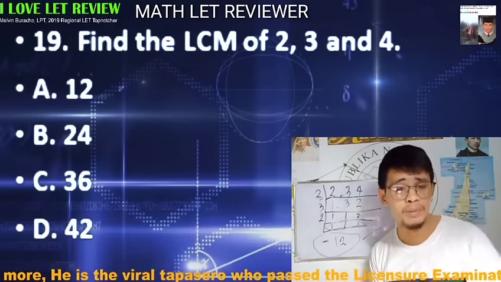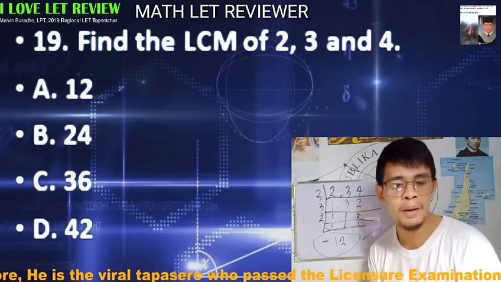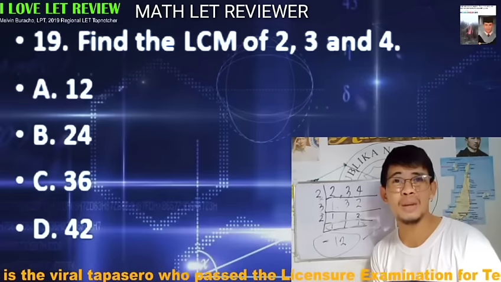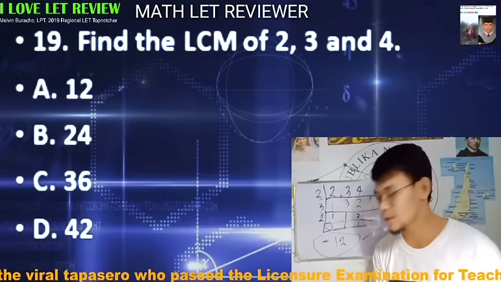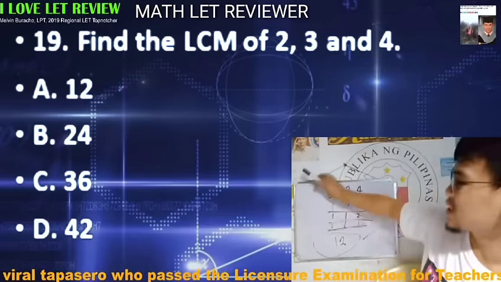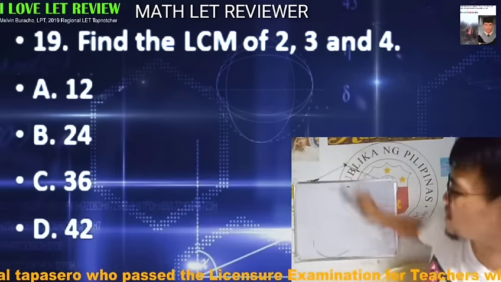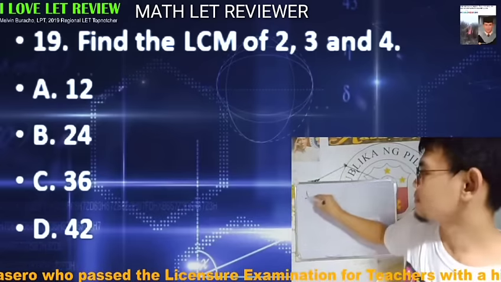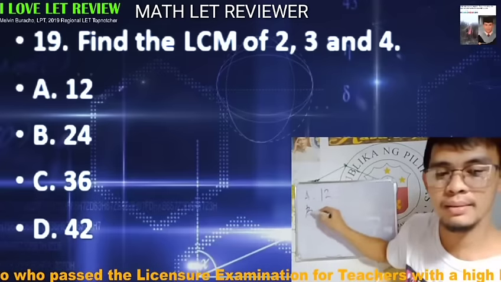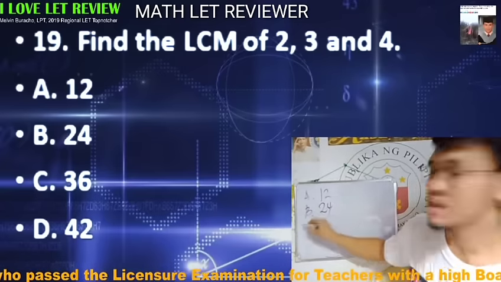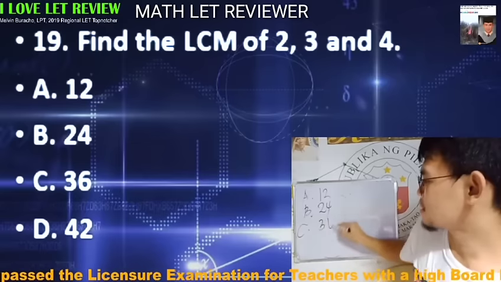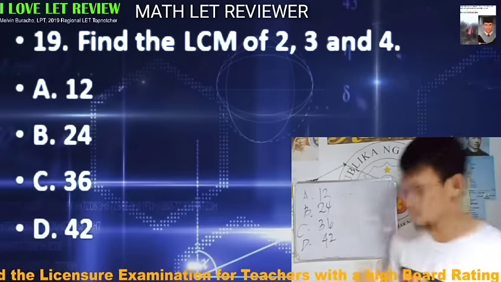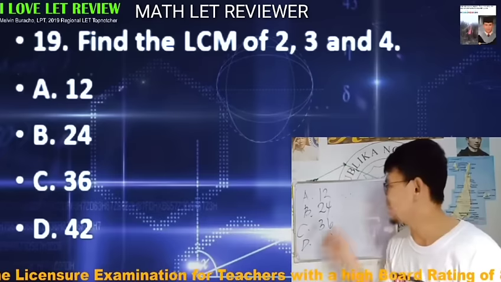Pero alam ko po na may mga nalilito pa. O sige, eto na po yung pinakamalupit na technique. Number 19, tingnan nyo po yung item. Find the LCM of 2, 3, and 4. Now, what is the question all about? Least common multiple. Ang tanong po dyan, least common multiple. Now, look at the choices. A, 12. B, 24. C, 36. D, 42. Okay. Now, ang tanong, least, o sinong pinaka-least sa kanila?